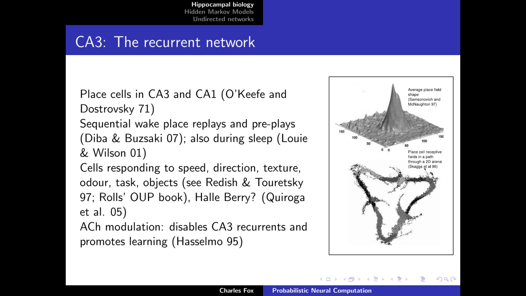He's replaying the experience of running around the maze, maybe at 5 to 10 times the speed that the firing originally happened at. They've also found these replays during sleep. So again, if you want to speculate, you can say the rat is dreaming about following this path and remembering what it was like. And they've also found pre-plays, so just before the rat sets off to run around the maze, he plans out what he's going to do. He's kind of imagining all the experiences he's going to have as he runs around the maze.